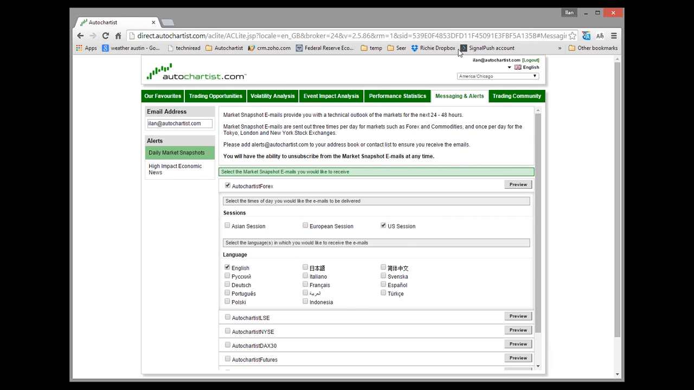Now, if you're lazy like me and you want to know what's going on in the market before you start opening your trading screens and whatnot, and your Autochartist platform, Autochartist gives you quite an easy way of doing that. You can go onto the messaging and alert section and subscribe to our report, which you can get once, twice, or 3 times a day before the open of Asia, before the open of Europe, and before the open of the US, in the language of your choice. And in that report, you will see a market overview for the next day or two.